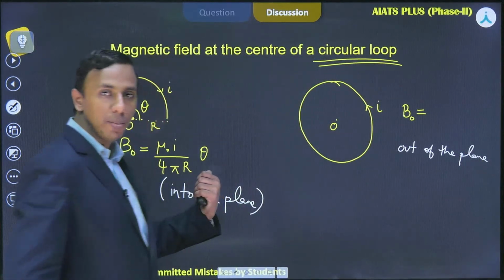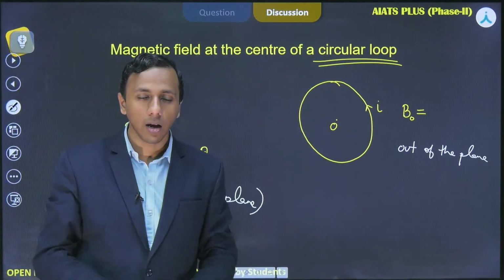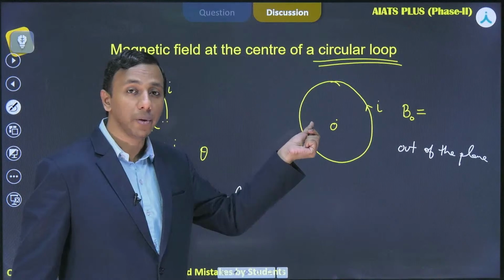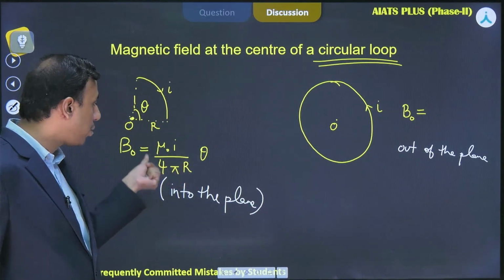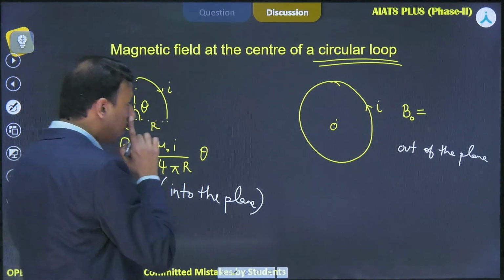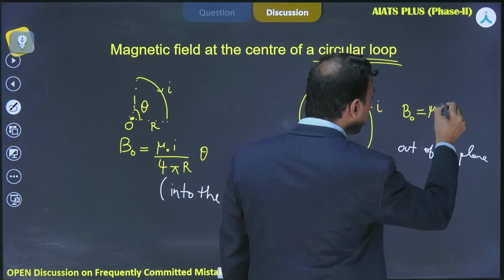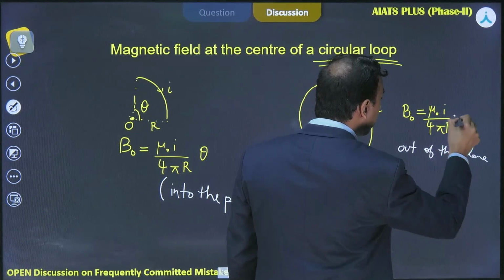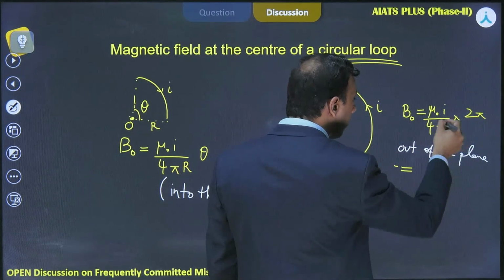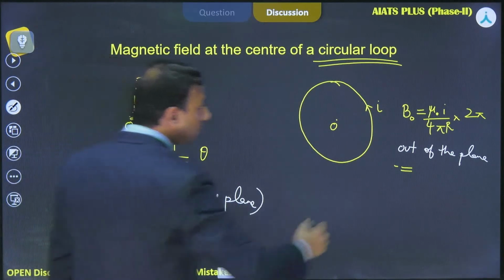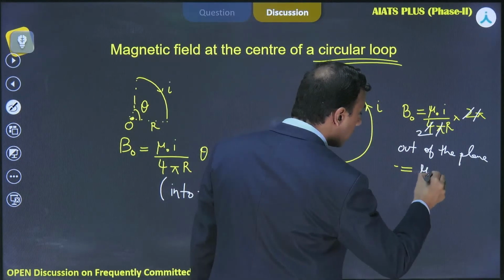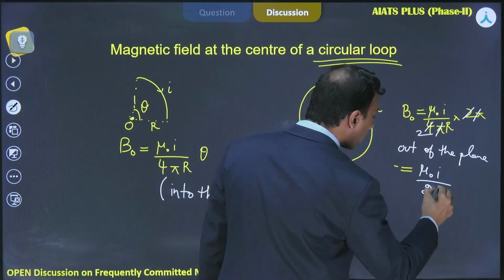But we have to deploy the same formula. The circle can be considered as an arc subtending how much angle at the center? Theta will become how much? 360 degrees. That means 2 pi. So put 2 pi over here, mu naught I by 4 pi R into 2 pi. 2 and 4 will get cancelled. Let me write it and show you. This way you will remember, mu naught I by 4 pi R into 2 pi. So pi gets cancelled, 2 and 4 also get cancelled. So how much are you getting? Mu naught I by 2R.